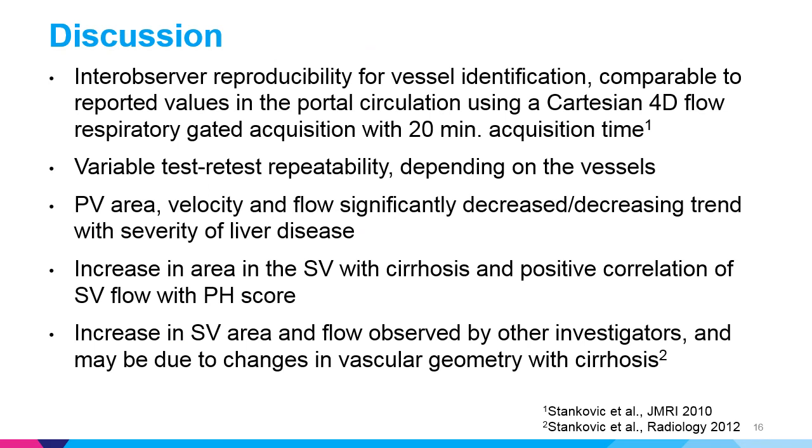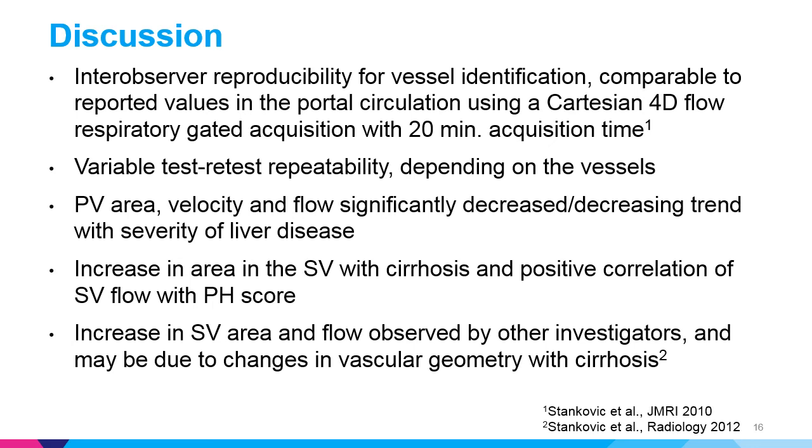In summary, the interobserver reproducibility for vessel identification was comparable to reported values for the portal circulation with a conventional Cartesian 4D flow acquisition. Our study observed variable test-retest repeatability depending on the vessels. The portal vein area, velocity, and flow were significantly decreased or showed a decreasing trend with severity of liver disease, which is in accordance with findings in the literature.